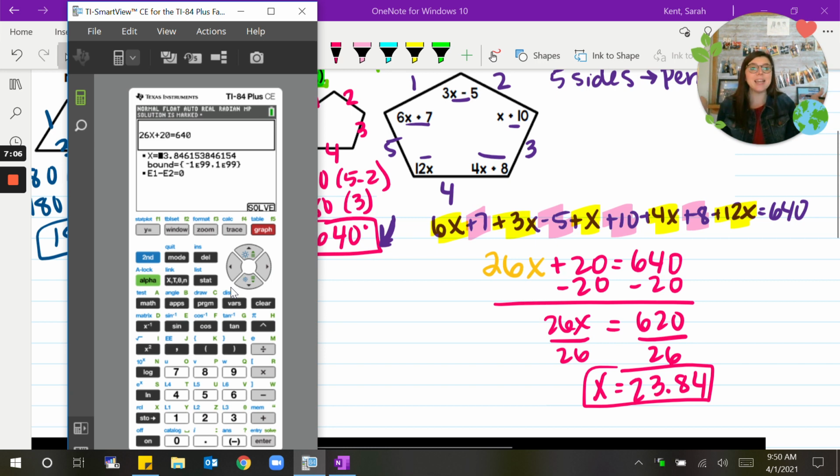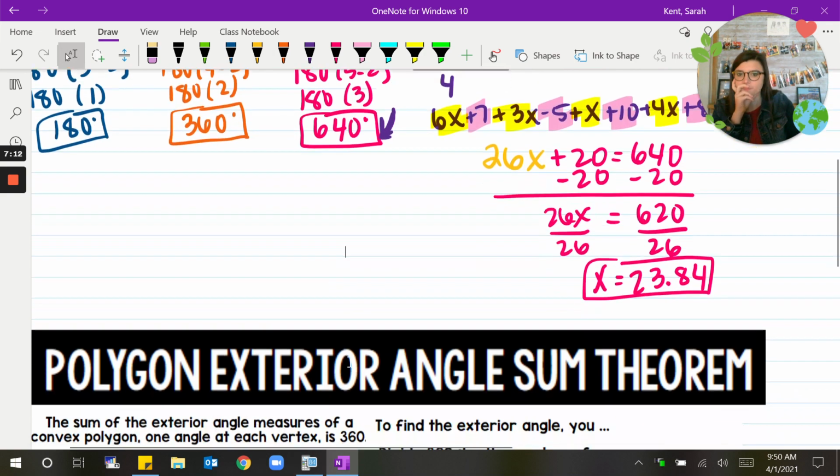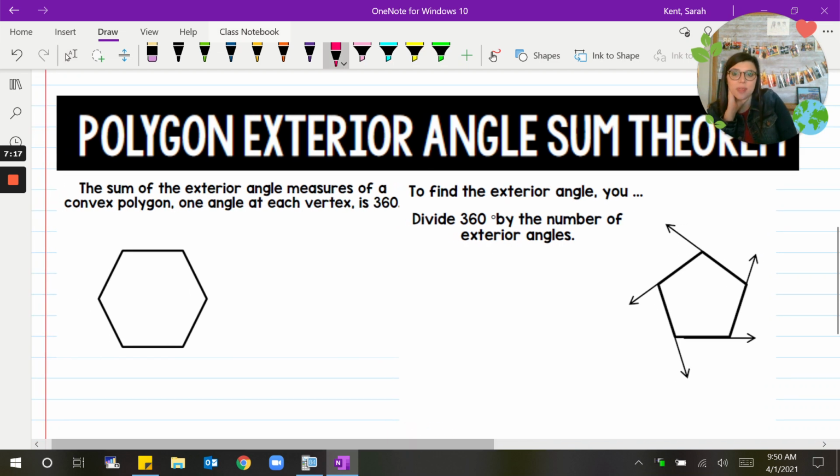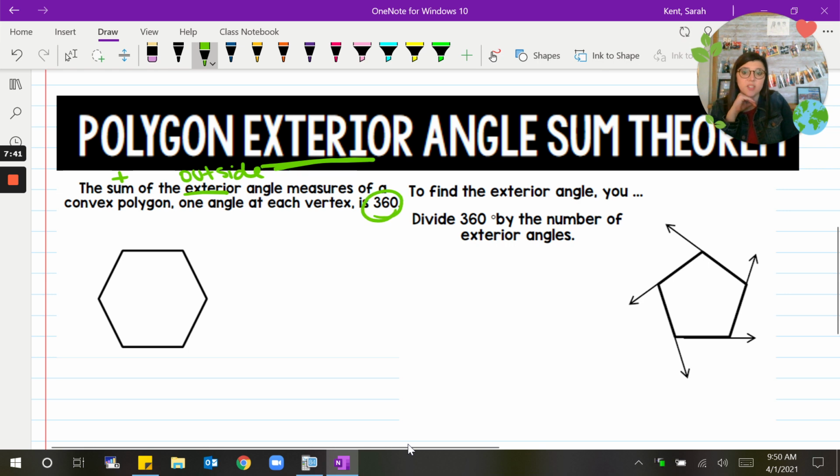Now we're going to look at the exterior, or the outside. I promise this one's easier. All right, polygon exterior angle sum theorem. So exterior here, we're looking at outside angles. So the sum of the exterior, so again, sum means we're adding, exterior is outside, angle measures of a convex, so pointing out, polygon with one angle at each vertex is 360. That's it, always. It's always 360.